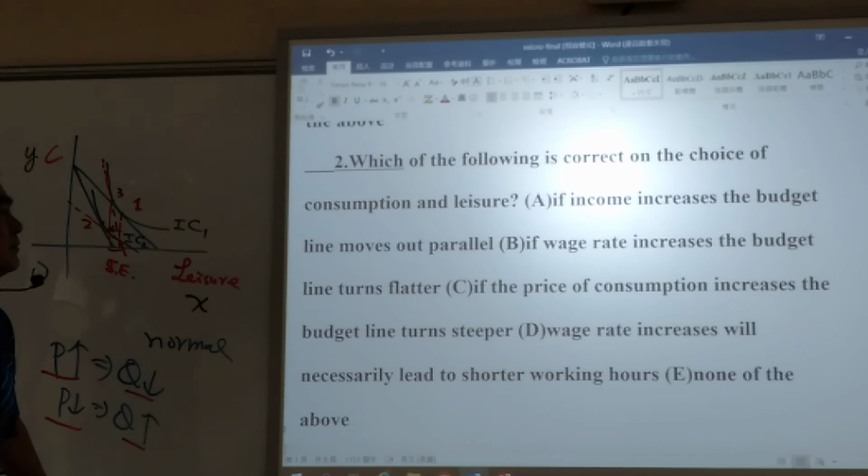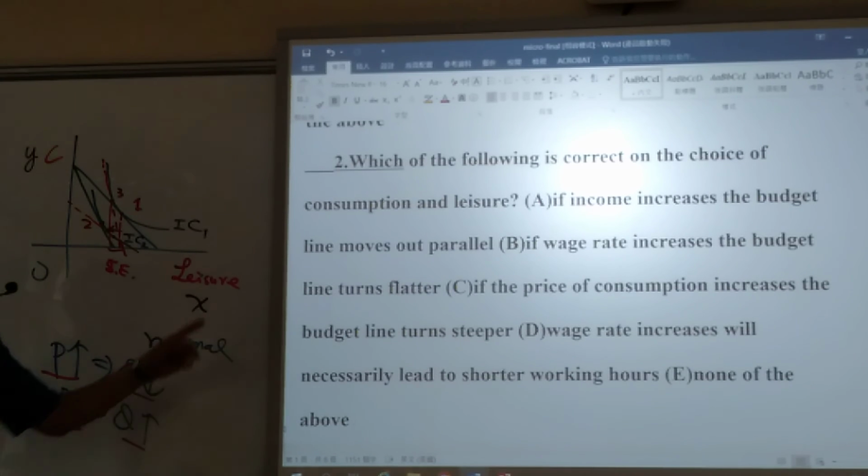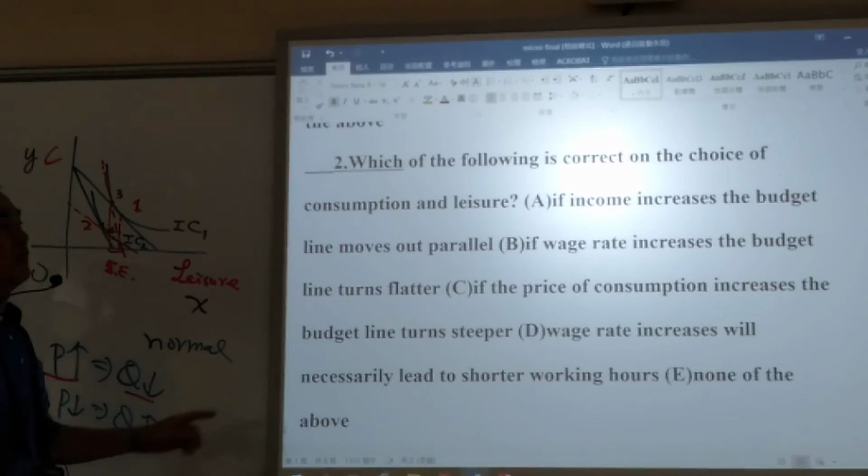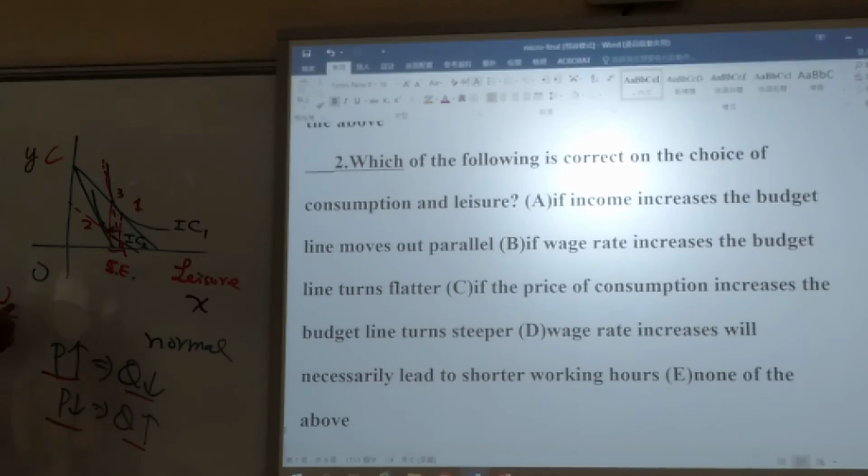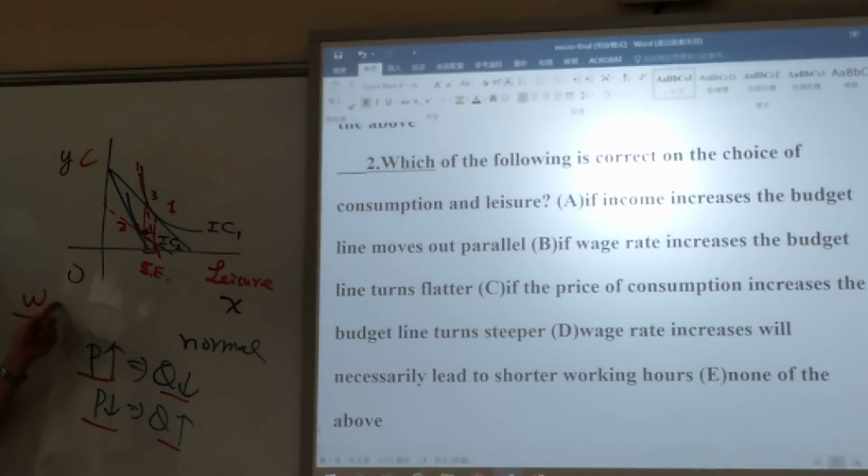Second, if the wage rate increases, the budget line turns flatter. It is very important because in economics, when you learn a line or a curve, you need to know the slope. And the slope for this, I think it is in chapter 5, is W over P. So if the wage rate increases, the budget line changes, because W is here, it's called the numerator, and here is called the denominator.